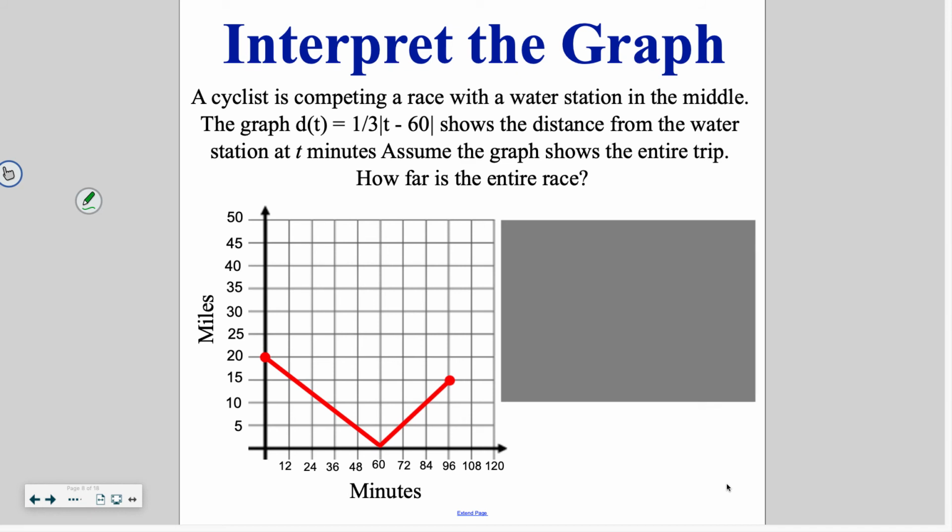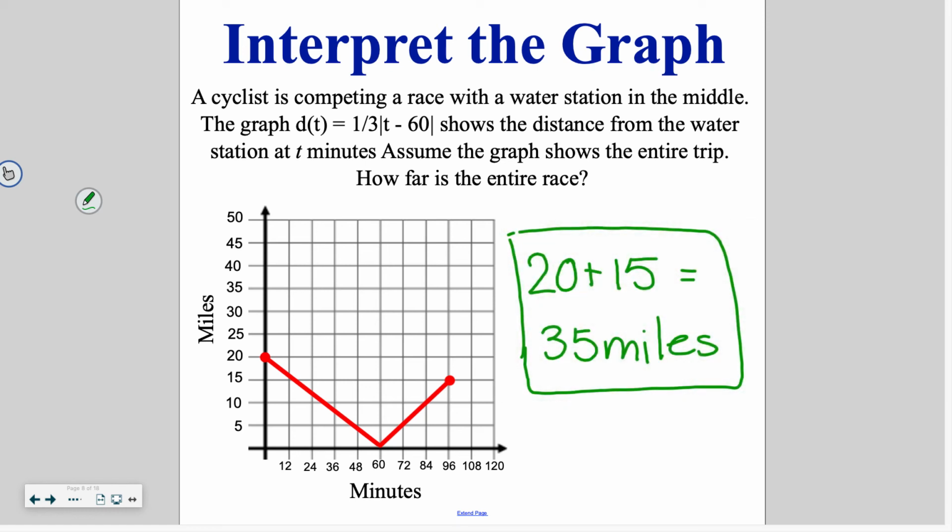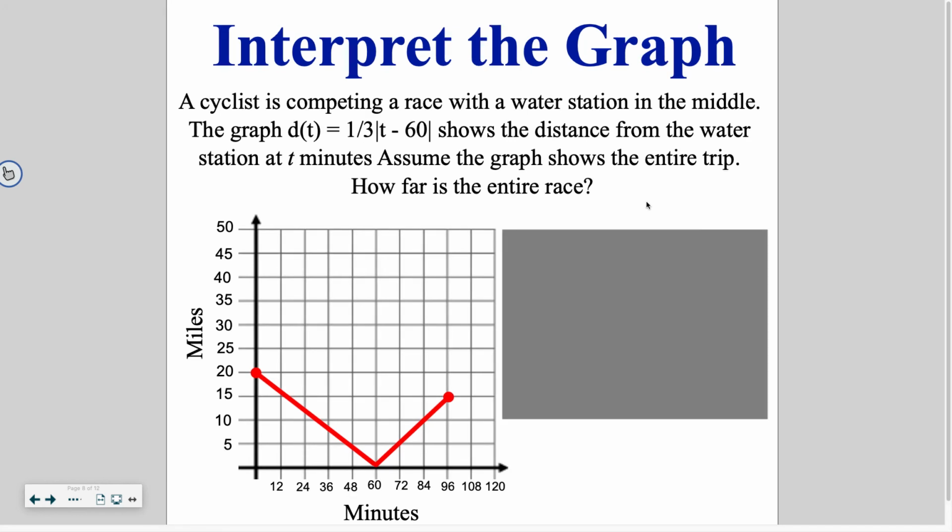In this next problem, we've got a different scenario, but same type of question. We've got a new equation for the cyclist traveling towards the water station, and then again, traveling away from it after she passes it. So go ahead and find the entire distance of the race. In this case, we've got the 20 miles to get to the water station, and then after that, she travels 15 miles to complete the race, giving her a total of 35 miles.